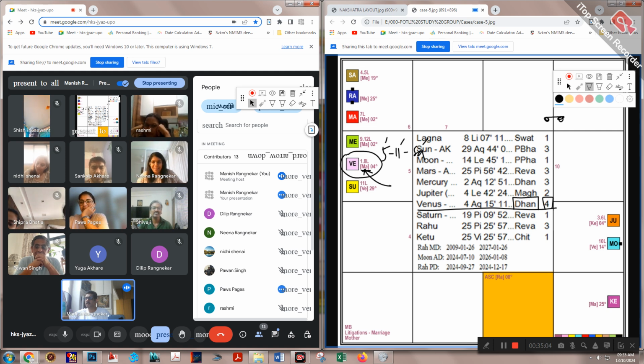Now tell me, Dinky, which houses does Mars rule in this chart? This is house number one. Is this house number one? It's seated in the seventh position. Sorry, sixth position. Mars rules over which house? Sixth position, that is okay. Sixth house it is seated, I can understand.